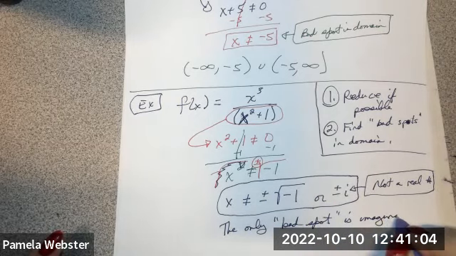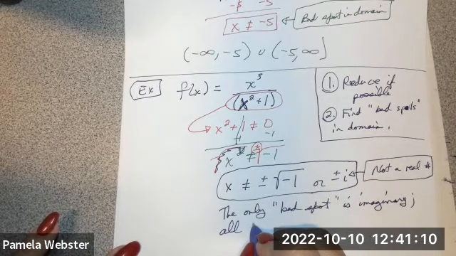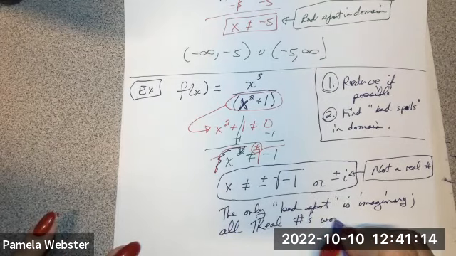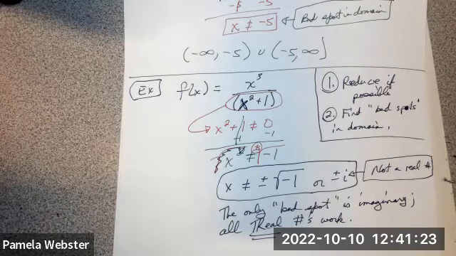Which means all real numbers are okay. All real numbers work. That double R right there, that's a notation for real, okay? So that is not going to be a problem at all.